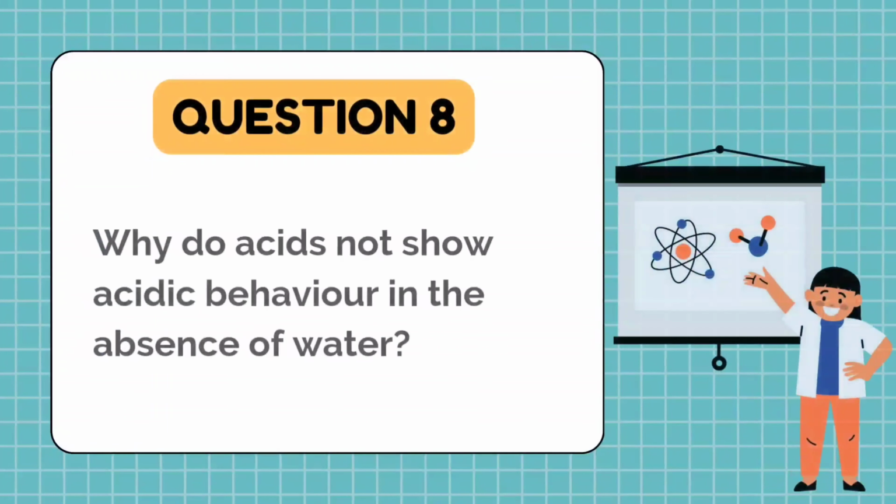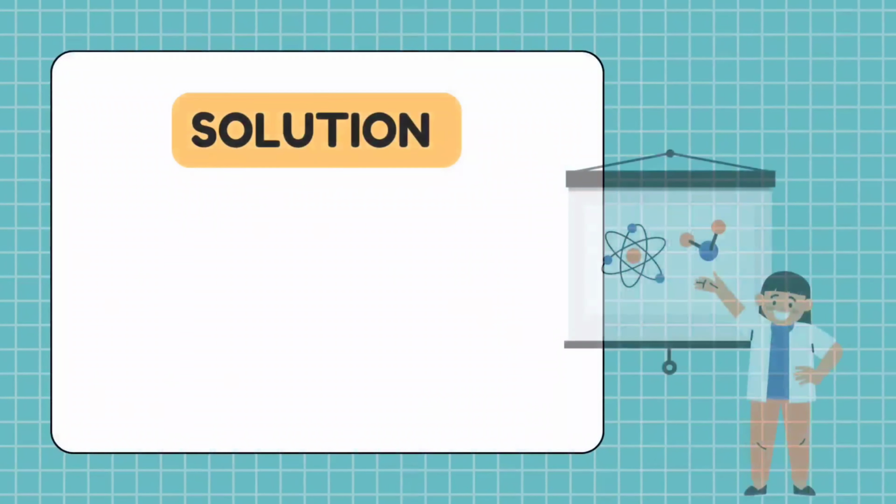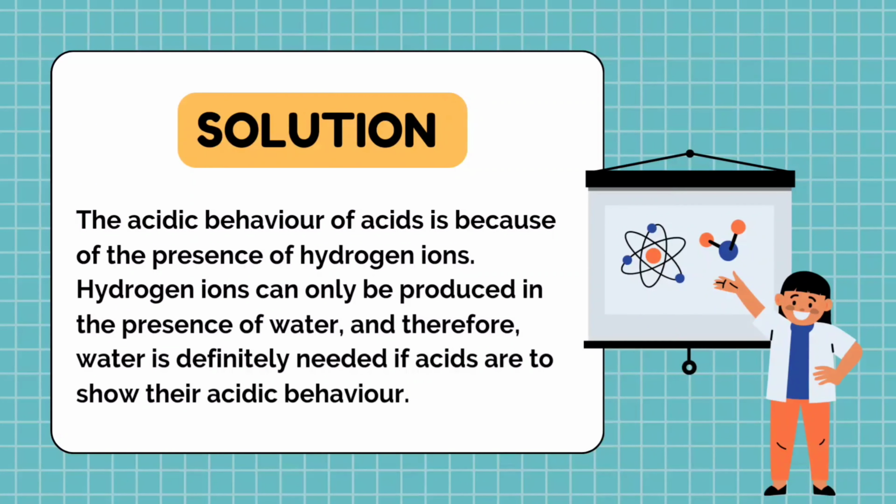Question 8. Why do acids not show acidic behavior in the absence of water? Solution. The acidic behavior of acids is because of the presence of hydrogen ions. Hydrogen ions can only be produced in the presence of water, and therefore, water is definitely needed if acids are to show their acidic behavior.